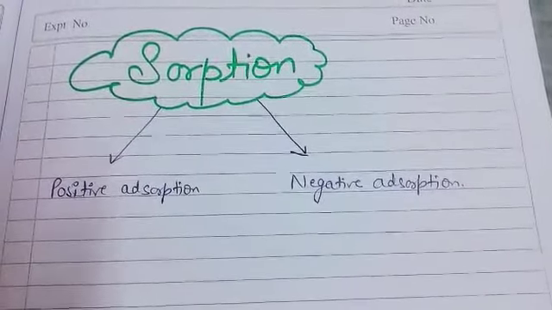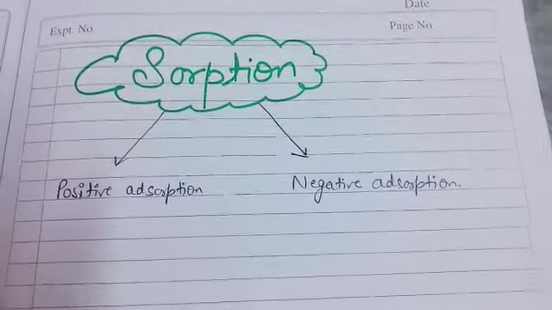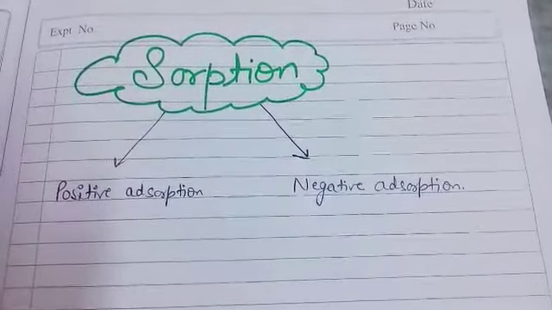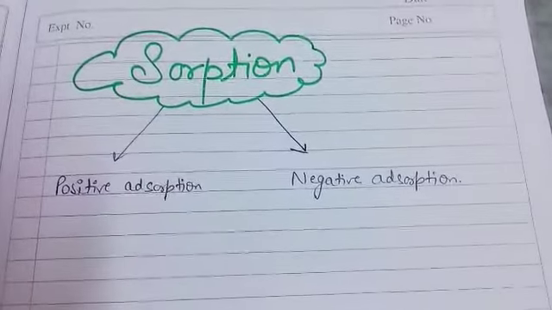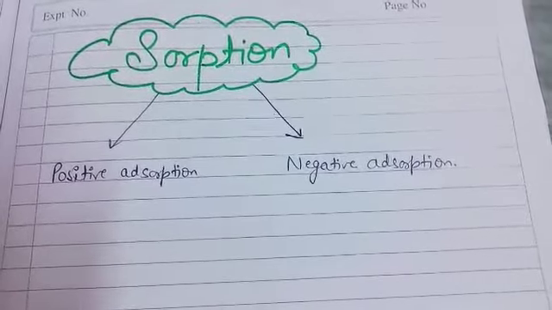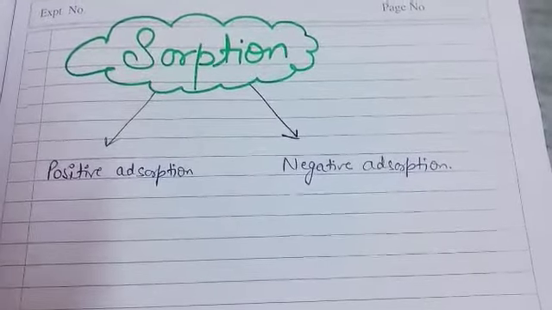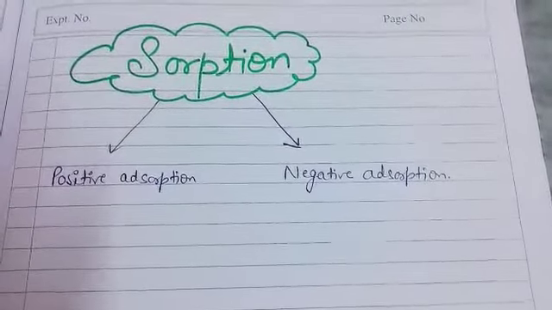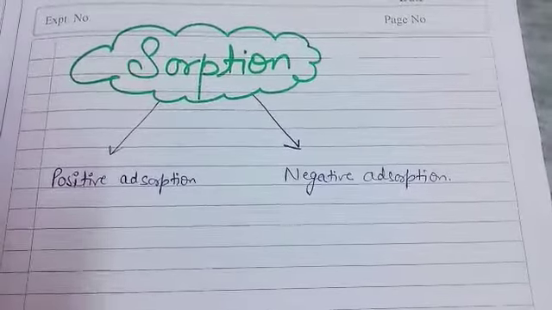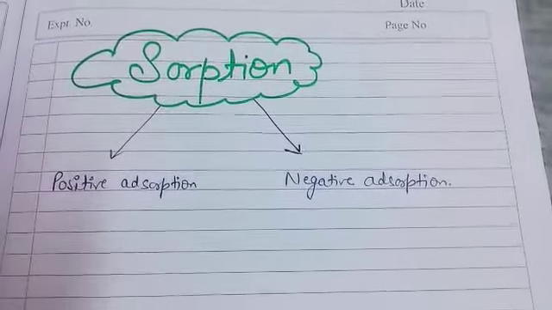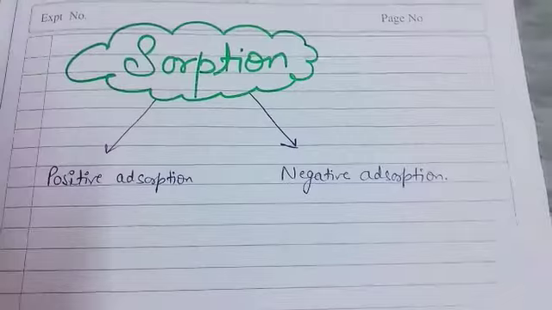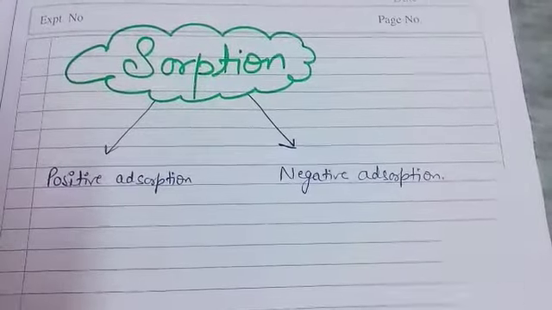In some cases where absorption and adsorption occur together and are not distinguishable, the substance gets uniformly distributed into the bulk of the solid, but at the same time its concentration is higher at the surface than in the bulk. Such phenomena are known as sorption.